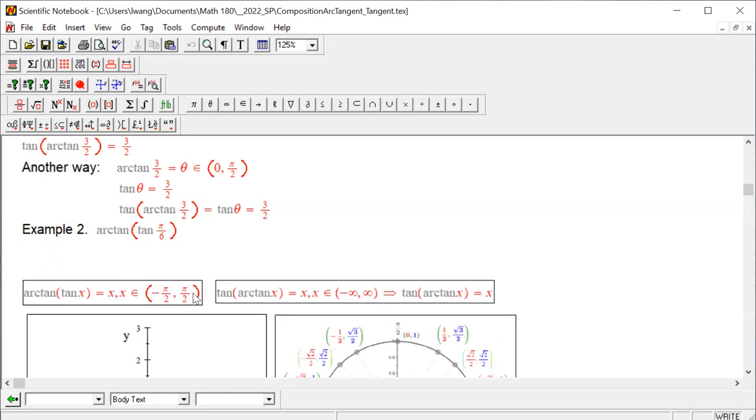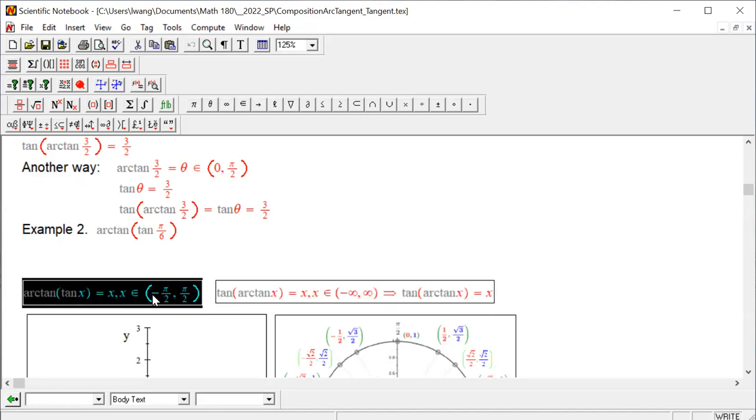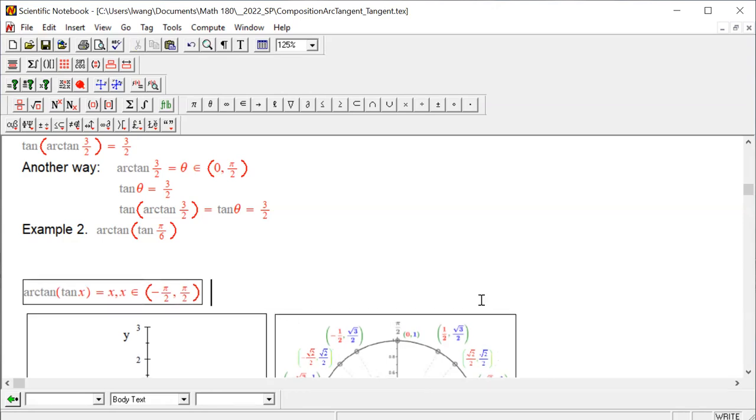Can we use the shortcut? Which one matches? Well, this one doesn't, and this one matches. So we can use that shortcut. So we're going to remove that. We basically apply this property.